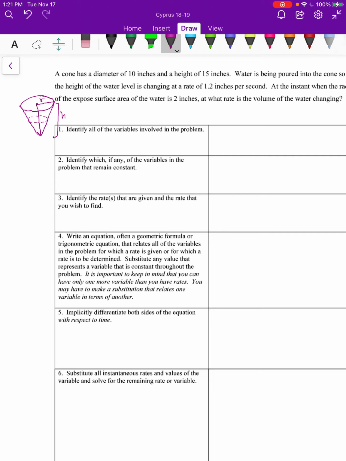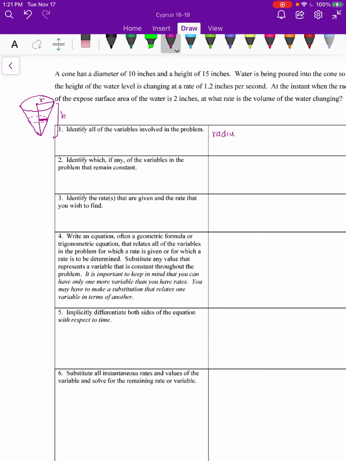It tells me that the water is being poured into the cone so that the height of the water level is changing at a rate of 1.2 inches per second, not the height of the cone. So the height of our water level only goes to that point there. Okay, so now I kind of have an idea of what this is looking like.